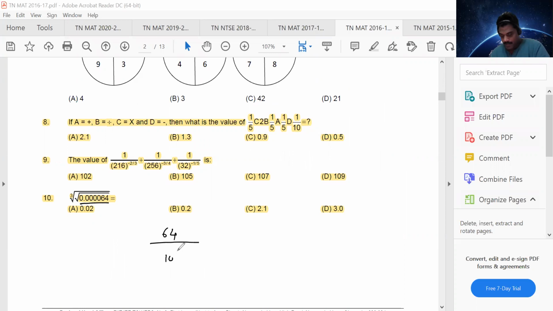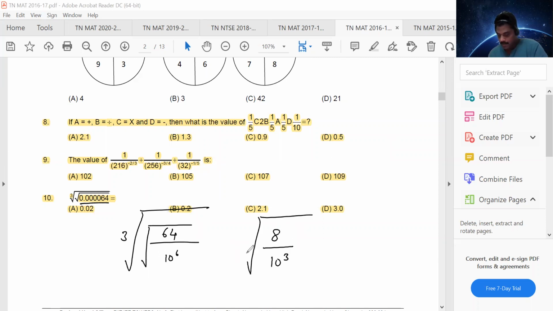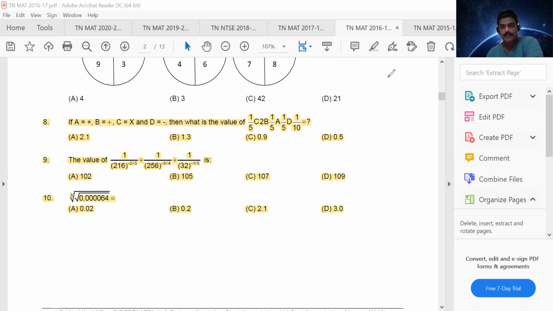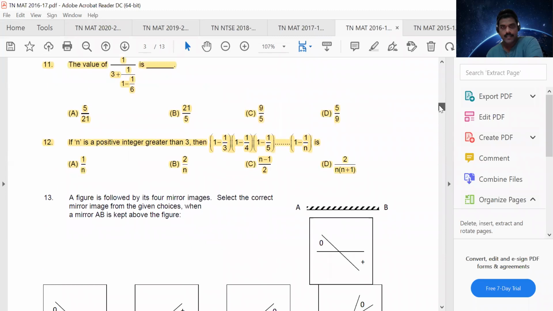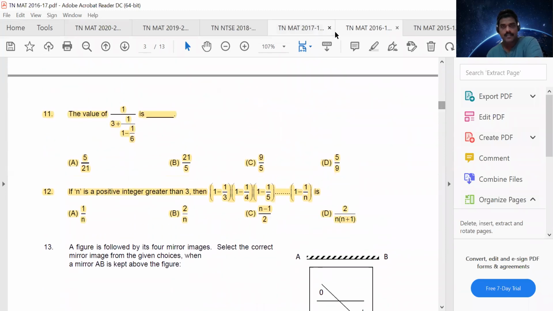64 power 10 power 6, square root to the power of cube root. Now if I take the square root, this will become 8 by 10 cube root. 8 is 2 cube, you know very well. So this will give you 2 by 10. 2 by 10 is again nothing but 0.2. This is option 0.2. Moving on to the next part. I have 2 questions here.